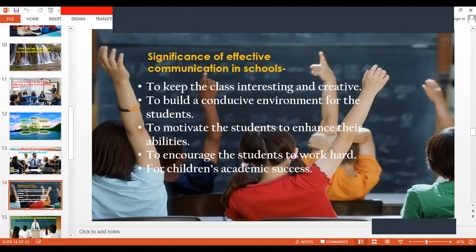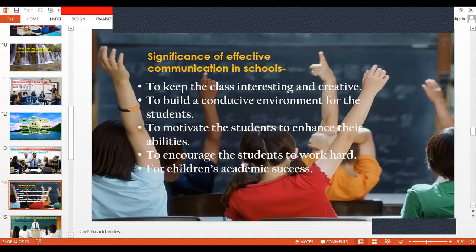Third, you see, to motivate the students to enhance their abilities. Yes, by using effective communication we can motivate the students to enhance their abilities. They will understand, they will come to know their abilities and they will try to do more.